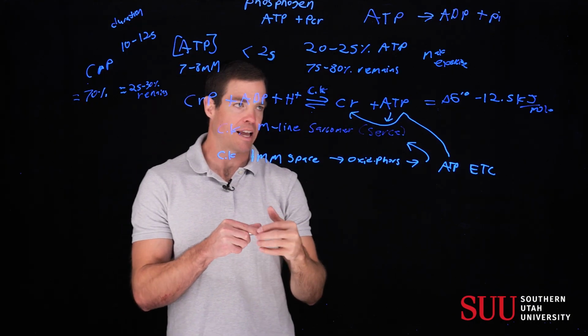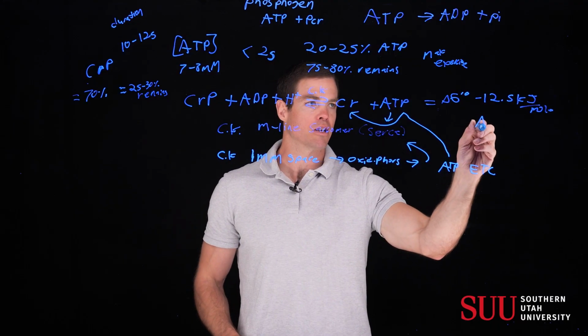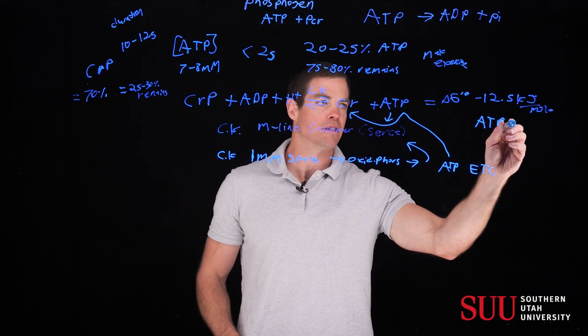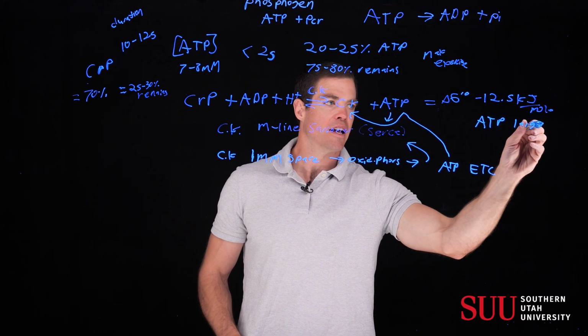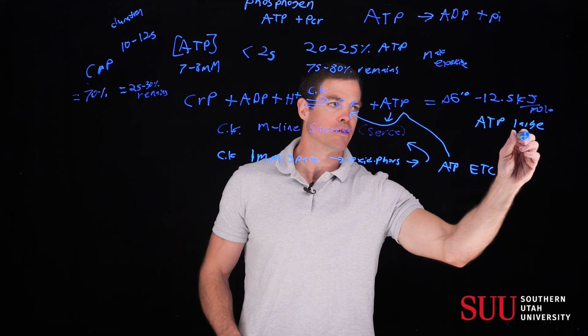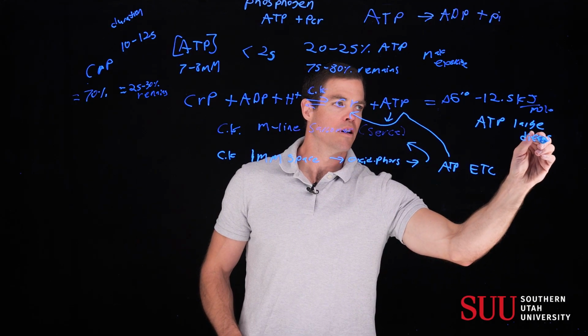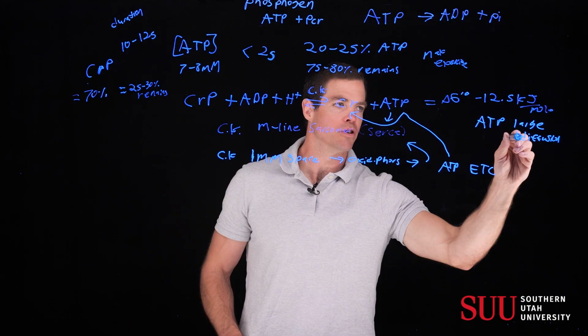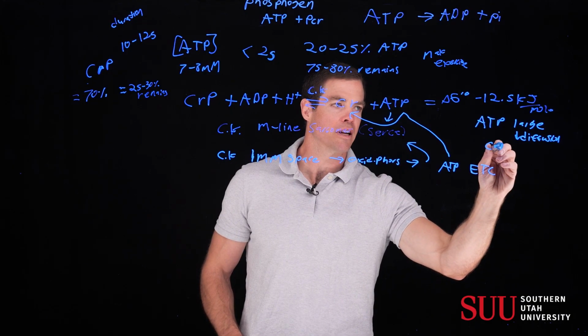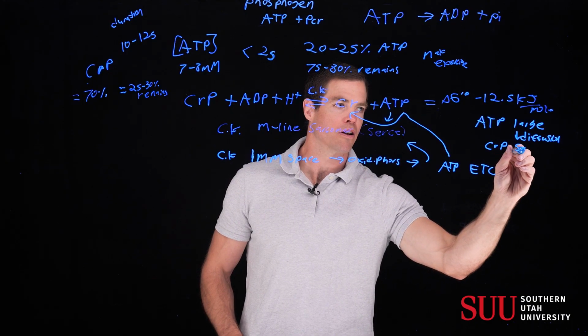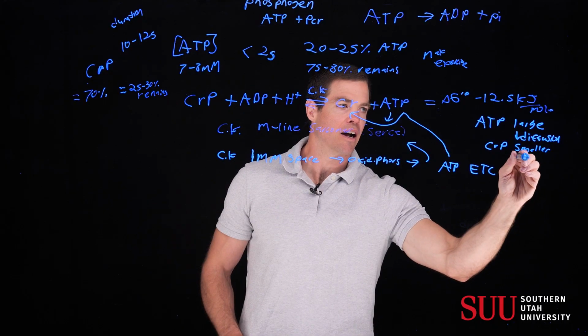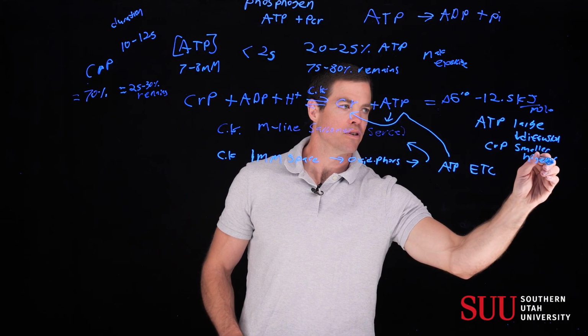If you think about it, ATP is a large molecule. Okay, so ATP is large, and it has a low diffusion, right? Compare that to creatine phosphate. It's smaller and has higher diffusion.